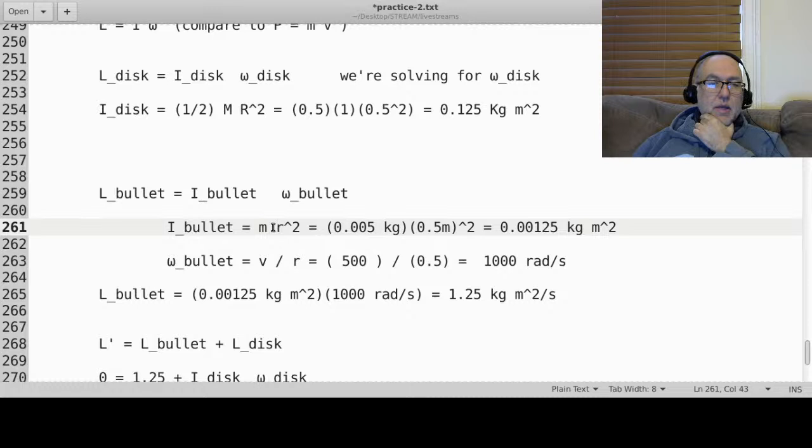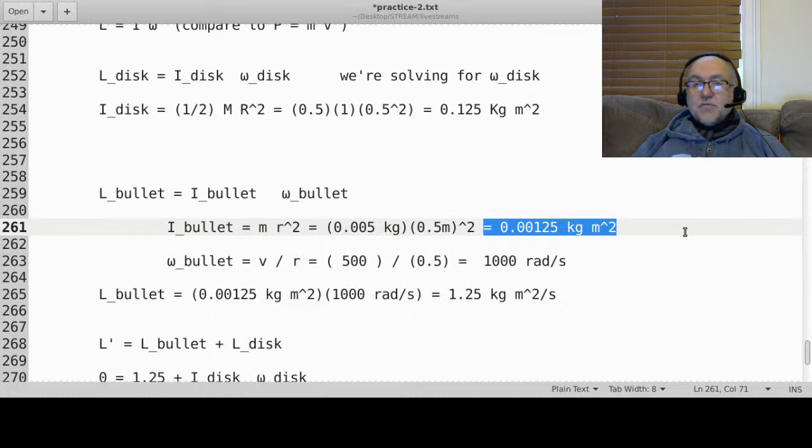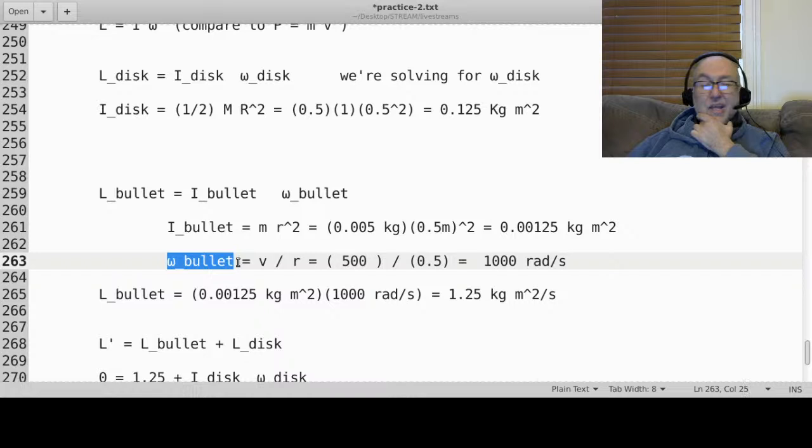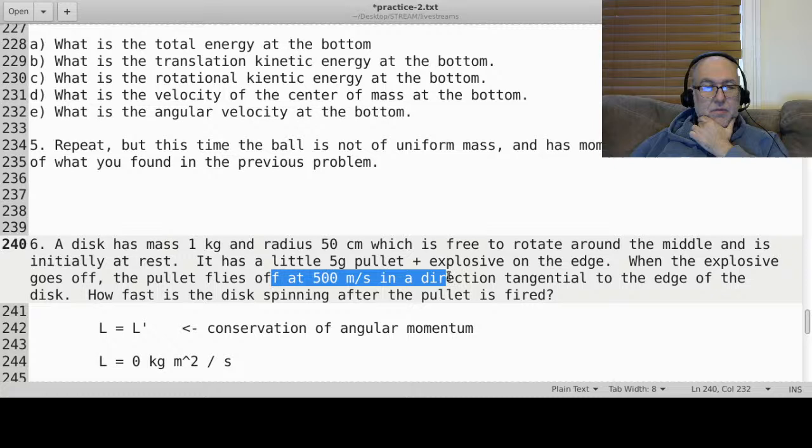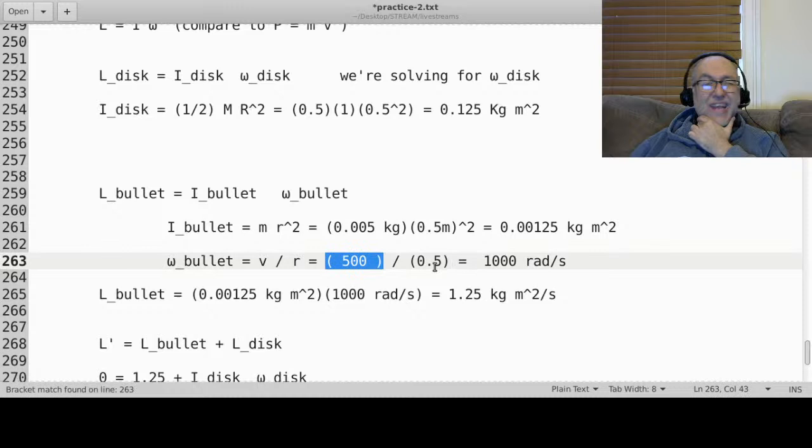Okay. And what about r? Well, it's at the edge of the disk. The disk has a radius of 0.5 meters. Putting that all together, you find that the moment of inertia of the bullet is 0.00125 kilogram meters squared. Okay? Then what about the angular velocity of the bullet? Just get that from the linear by dividing by r. So you take the linear velocity, 500 meters per second when it's fired off, divided by a radius of 0.5 meters, and that gives you an angular velocity of 1,000 radians per second.